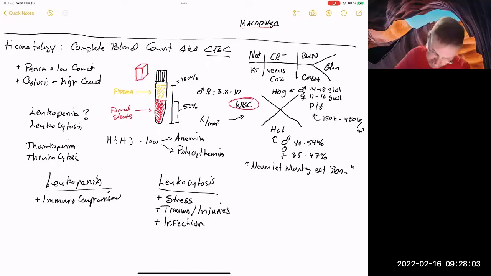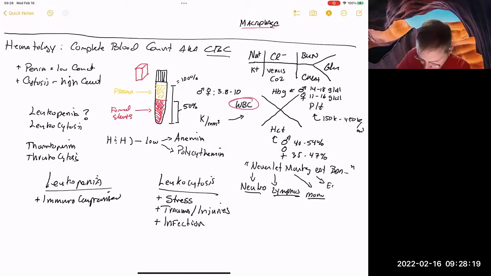So the N is the neutrophils, and these are the most numerous white blood cells. L are the lymphocytes. Monkeys are the monocytes. Eat are the eosinophils. And B are the basophils. Let me put dots after those. There we go. So never let monkeys eat bananas. Those are the five categories of white blood cells.